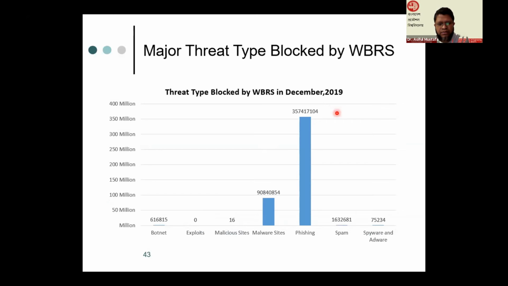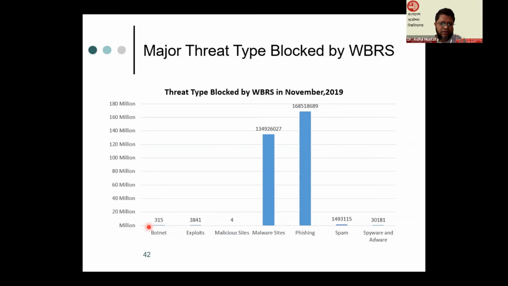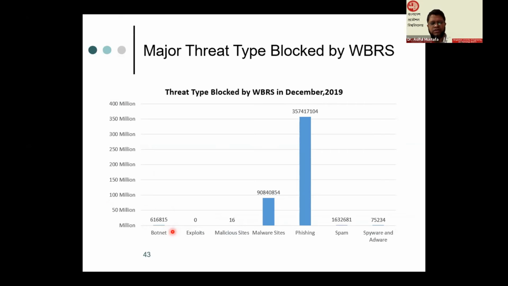Then in December, we also see similar trends. Also in this case, we see a lot of botnets in December. It's over 600,000, which was very little in the previous months. So that was also a concern, how botnet was increasing as an attack type in the system.